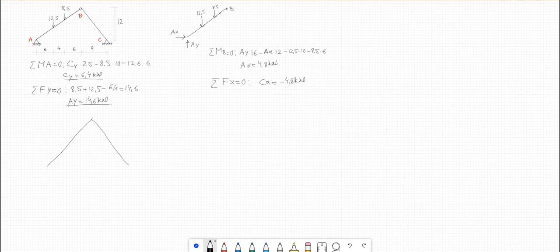So we found the reaction forces, so we can draw the reaction forces diagram. So we have at point A, and also we have at point C. It was easy.